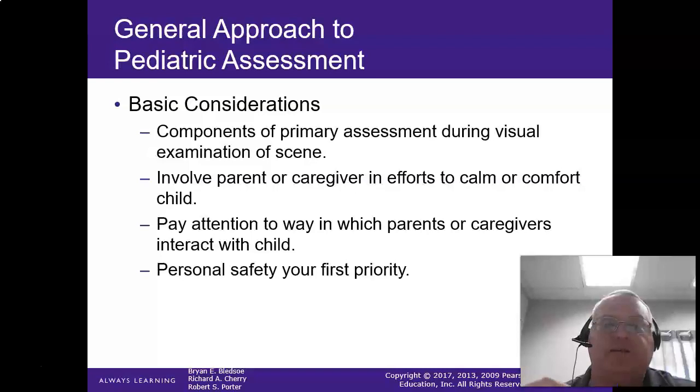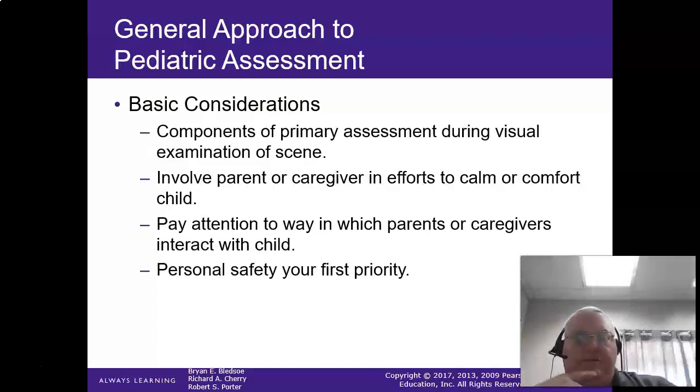So let's go over some of the things that we're going to look at when we do the general approach to the pediatric patient. I think that it's very important that you do so in a systematic approach with these guys. PALS, as a matter of fact, is 99% about the systematic approach to assessing a child. All right. Parents and caregivers, you want them involved. You want them to help maintain the calmness for the child, and pay attention to the way the parents and caregivers interact with the child.